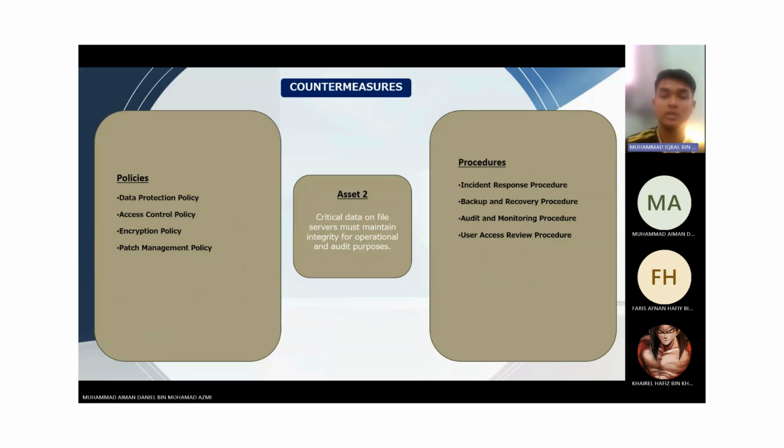Secondly, which is procedures. Incident response procedure, develop a comprehensive incident response plan to address data breaches and security incidents swiftly. And then backup and recovery procedure, implement detailed procedures for regular data backup and recovery testing. And then audit and monitoring procedure, which is to establish procedures for regular auditing and monitoring of access logs and system activities.